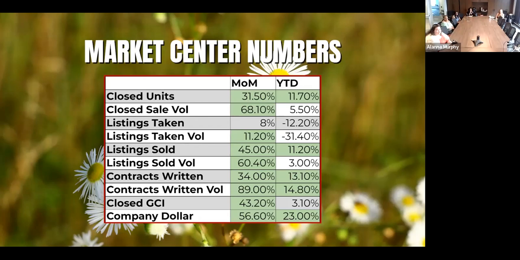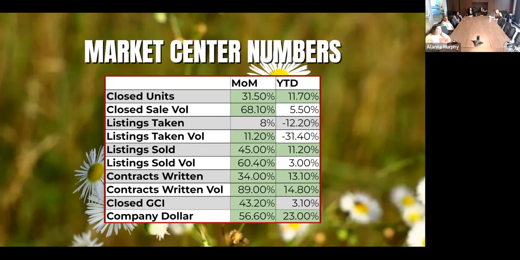Closed GCI also up 43.2% month over month. Year to date, up 3.1%. And company dollar is up 56.6% month over month. Year to date, up 23%. Love it. Love those numbers, guys. Awesome numbers. Keep up the awesome work, everybody.